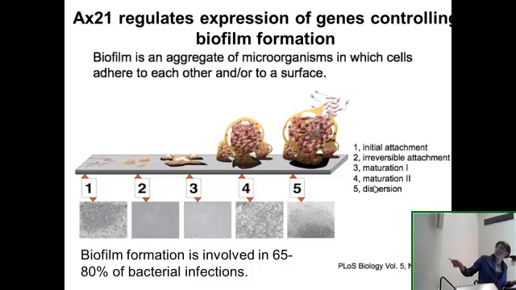In the mature biofilm, eventually the bacteria will open up and move to new sites. Biofilms have become very important in plants and animals. They're thought to be involved in nearly 80% of infections in plants and animals. And that's one reason bacteria are sometimes hard to control with antibiotics, because these biofilms are very resistant to antibiotics.